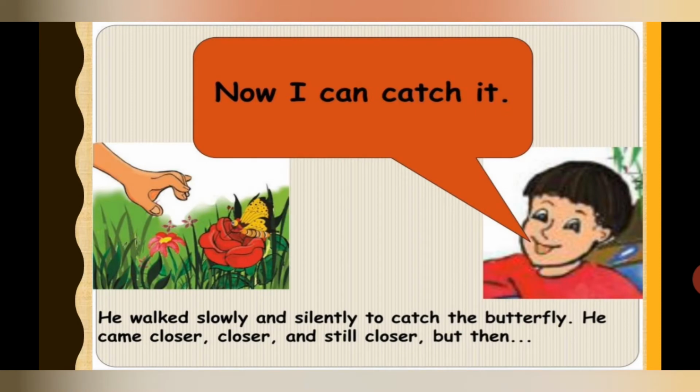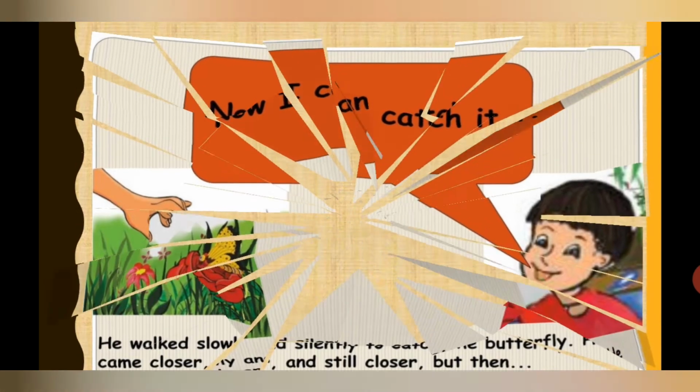Now I can catch it. Now Sonu saw that butterfly and he thought that now I can catch that butterfly. So he walked slowly and silently to catch the butterfly. He came closer, closer, and still closer. But then, Sonu wanted to catch that butterfly, so he went near the butterfly. He went closer to it, but he was not able to catch it. Let's see what happened then.